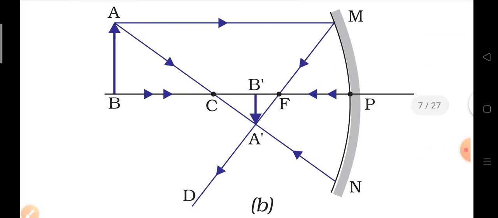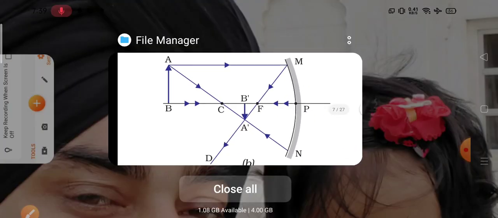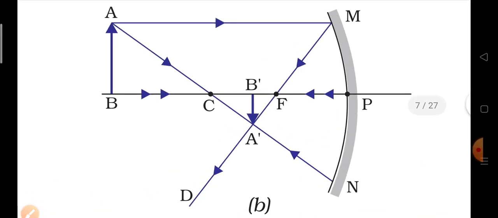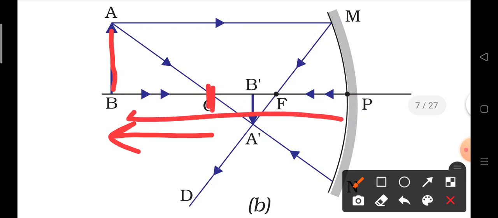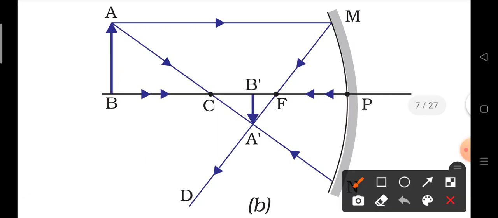Clear? The pattern number 2. The pattern number 2 is when the object is placed beyond center of curvature. Center of curvature is over here and the object is placed beyond it. Because everything is measured from the pole, when we move from the pole, the focus will come first, then the center of curvature, and now we are moving beyond center of curvature. That is why the object is placed beyond center of curvature.